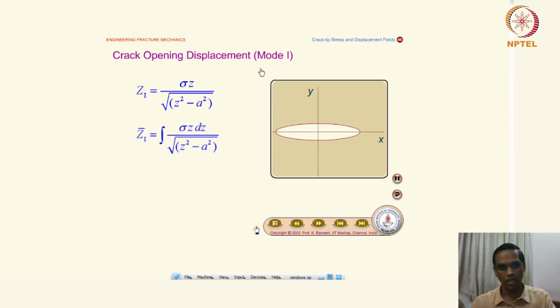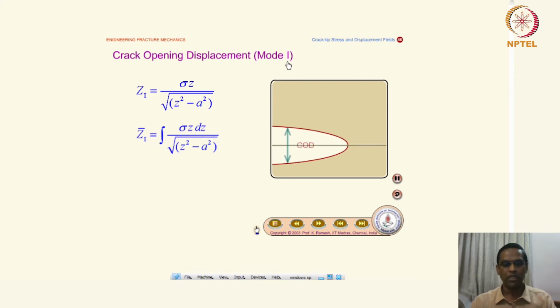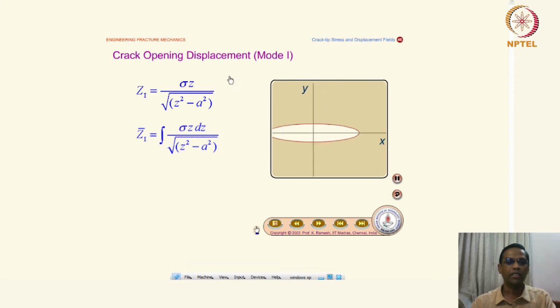If you recall, in the fracture parameter table, one of the fracture parameters proposed by Wells, especially practiced in the UK, is called the crack opening displacement. Now we can try to get an expression for crack opening displacement through this Westergaard stress function. So this Z1 is this, and Z1 bar is the integration of this integral.